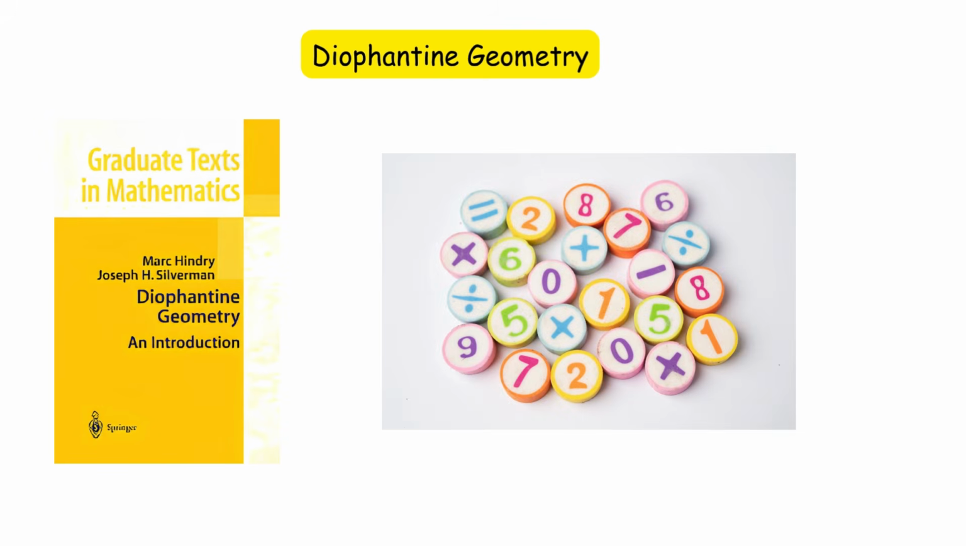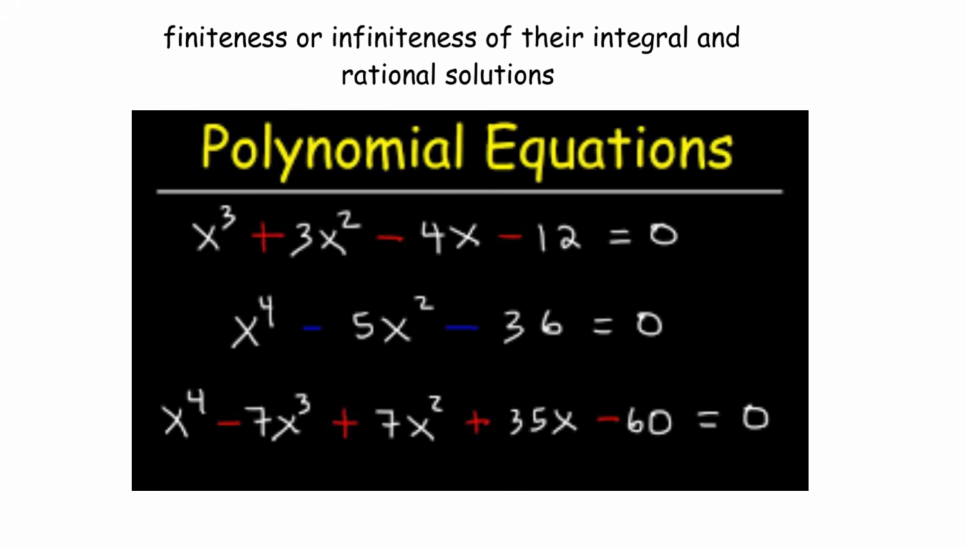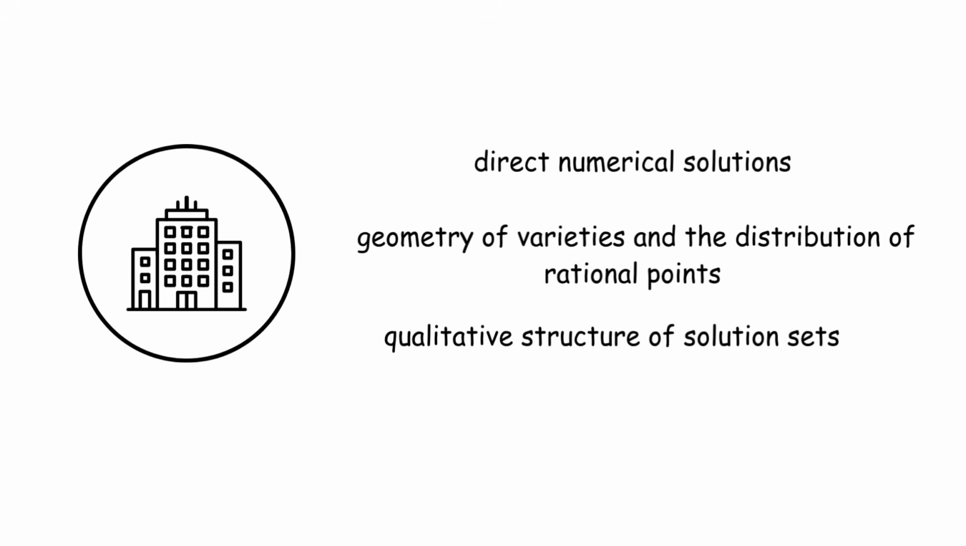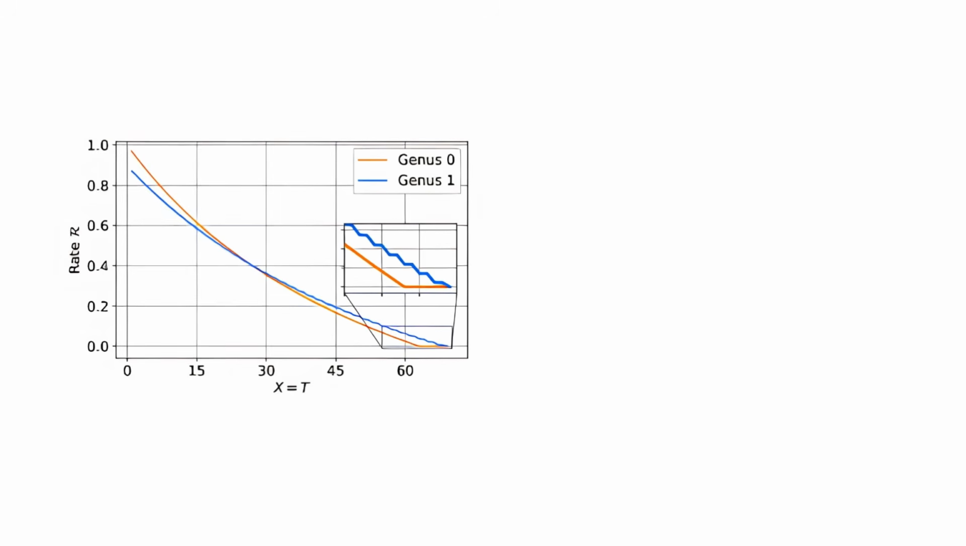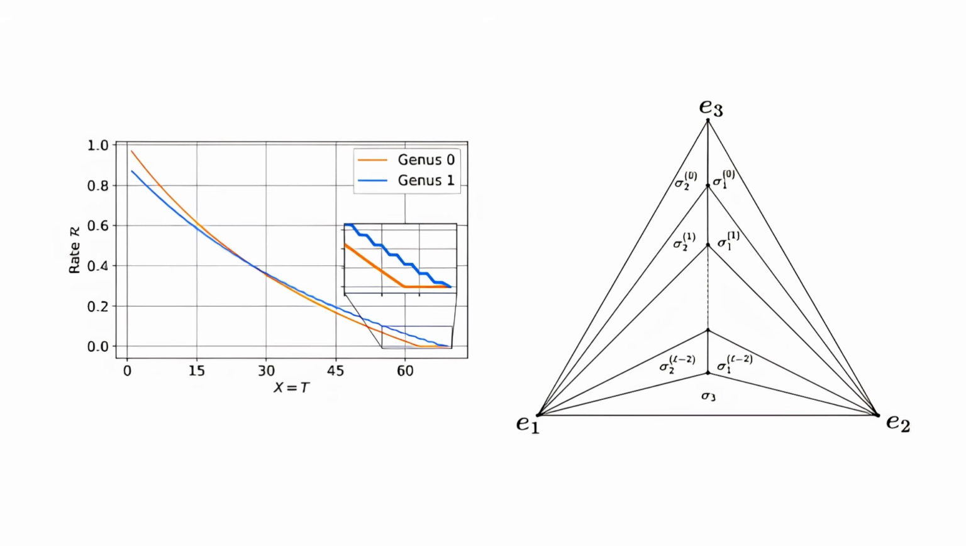Diophantine geometry consists of mathematical frameworks that describe how the solution sets of polynomial equations behave with respect to their arithmetic and geometric properties, allowing for the classification of equations by the finiteness or infiniteness of their integral and rational solutions. Instead of establishing direct numerical solutions, these frameworks express relationships between the geometry of varieties and the distribution of rational points, focusing on the qualitative structure of solution sets. They are classified into curves with genus 0, 1, or greater than 1, and higher dimensional varieties with varying Kodaira dimensions, each exhibiting distinct solution behaviors.